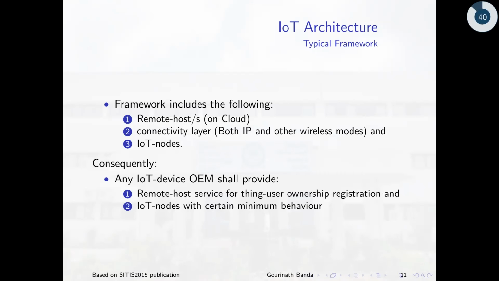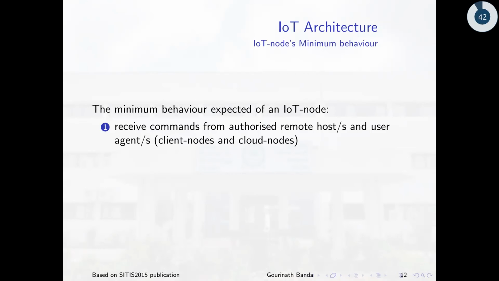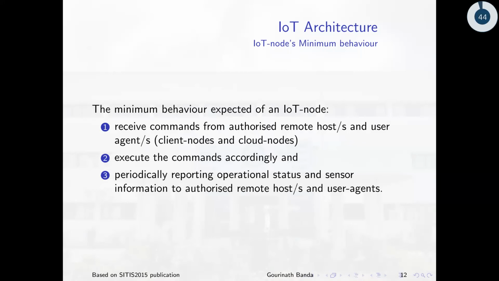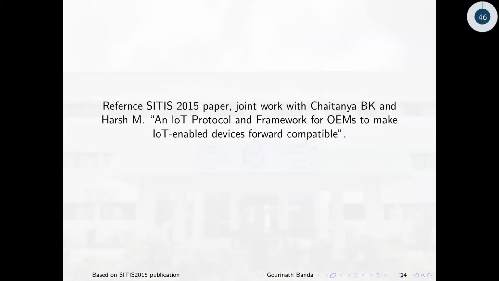Then you need to have IoT nodes with certain minimum behavior, right? And the IoT architecture that needs to be implemented to make any device IoT compliant is like this. The IoT node should have the following minimum behavior. It should receive commands from authorized remote hosts and user agents, execute the commands accordingly, periodically report operational status and sensor information to authorized remote hosts and user agents, and configuration, right? These are the things that are expected. So take a look at our reference CITES 2015 paper, which explains the things in more detail.